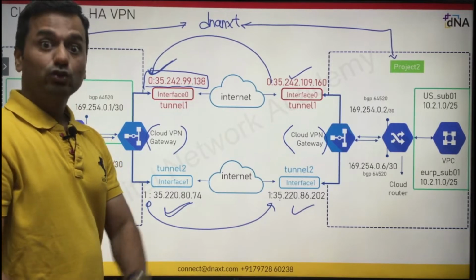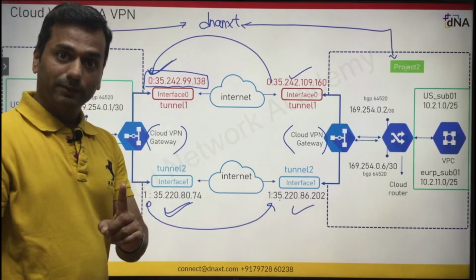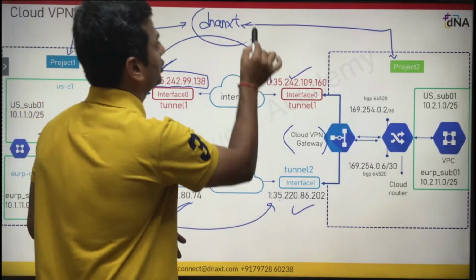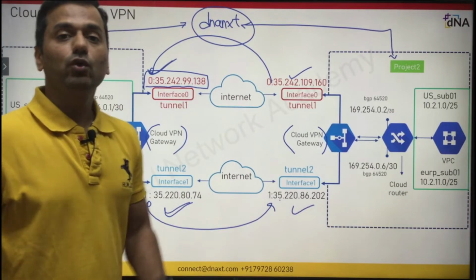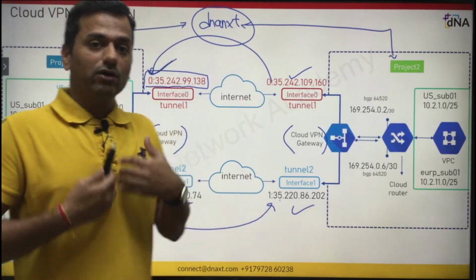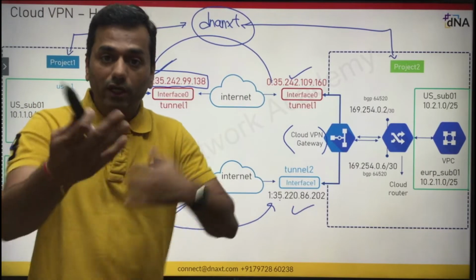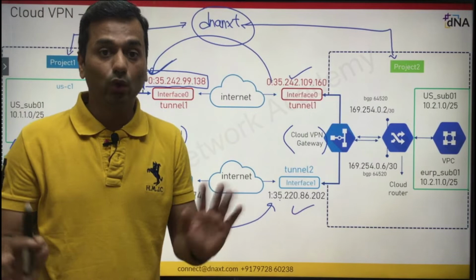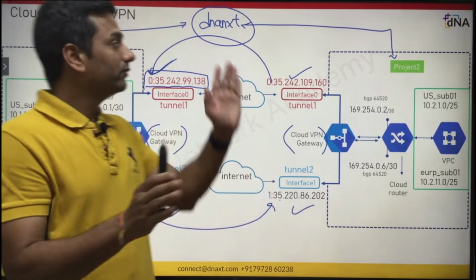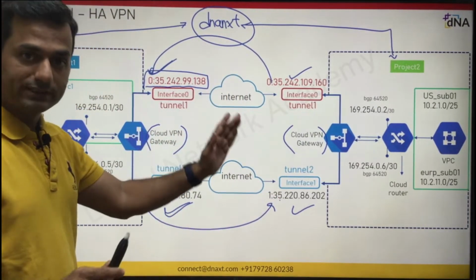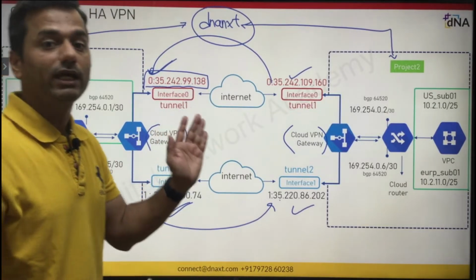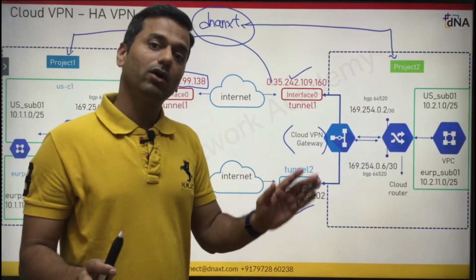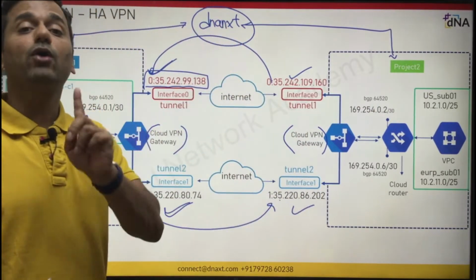Another thing: you can configure the HA VPN between two different projects, but they should be in the same organization. If you have a different organization, and my organization is DNA NXT, we cannot configure the HA VPN between our two organizations. It should be two projects within the same organization. Even if you have a third project or fourth project, it doesn't matter, but all the projects should be under the same organization.